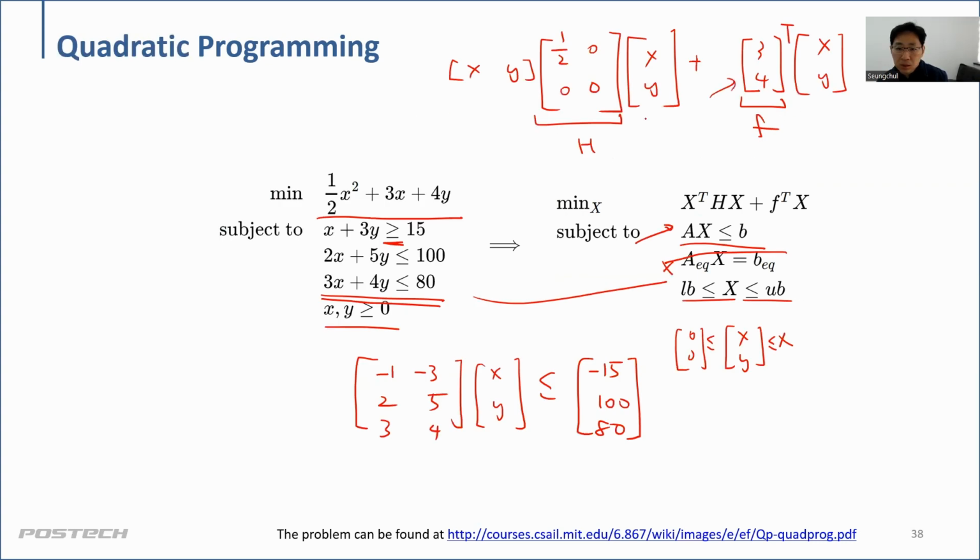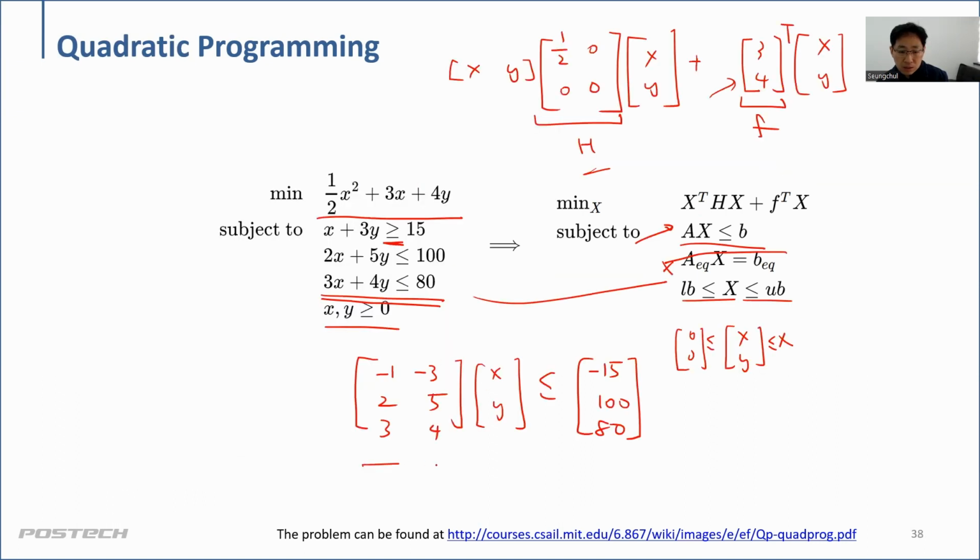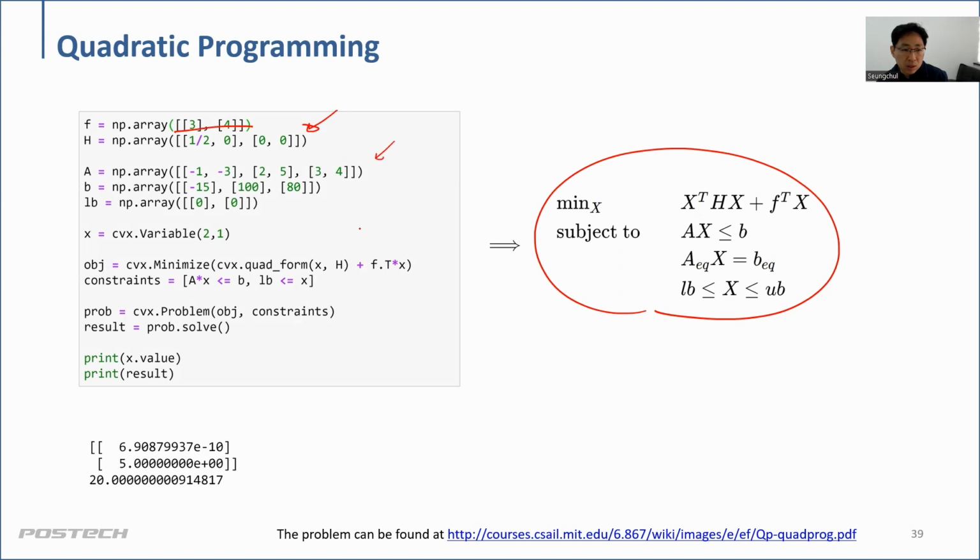So with this one in your mind, and F, we're done with the F here, and H over there. This is the A matrix, and the B matrix, and lower bound. That's all. You define all the matrices and column vectors, define the quadratic programming or convex problem using CVX, and ask it to solve. And it gives the optimal solutions computed by CVX.